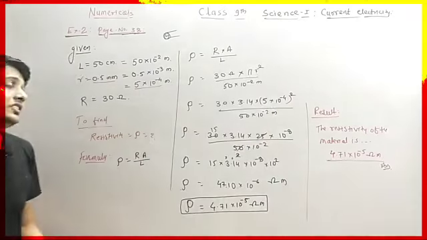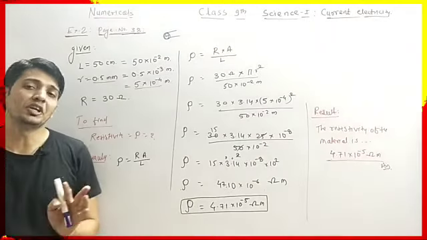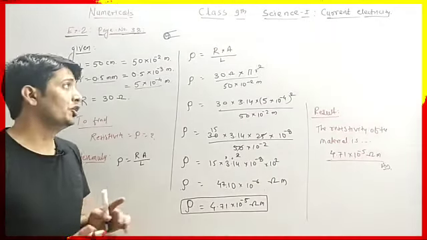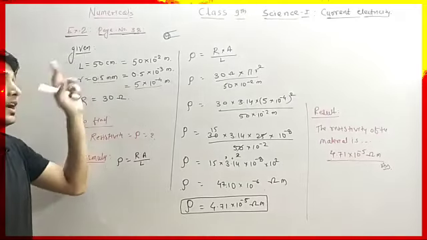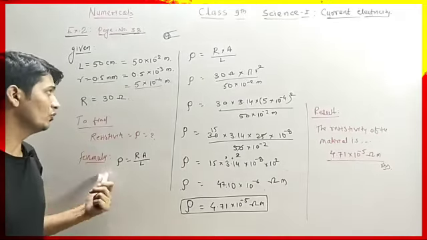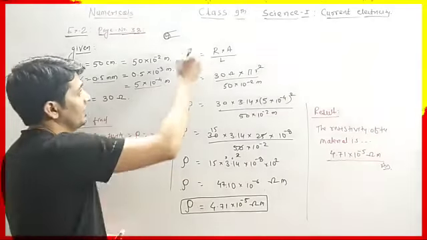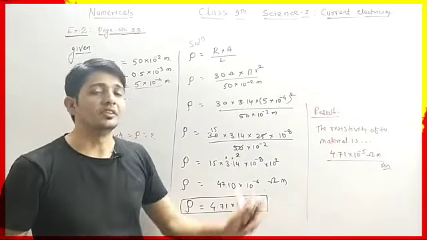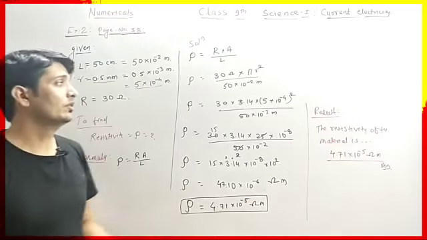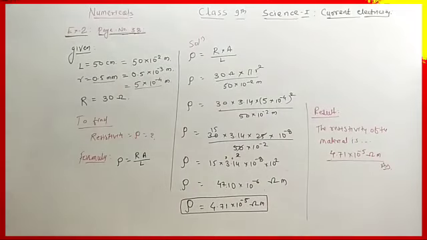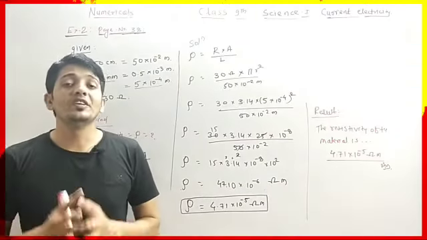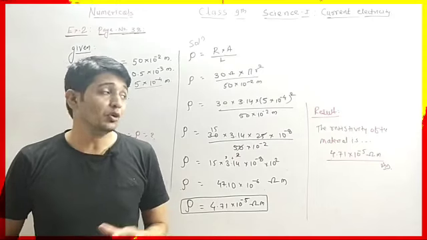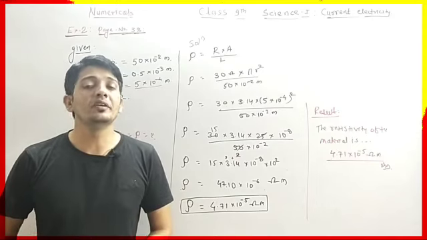This is the simplest way to solve numericals. You have to solve the numerical in this form. First you write given, then you write to find, then formula, then solution. It is the solution part. And last is the result. So write it down now. Students, in this way you have to solve the problems. For better understanding, you can repeat the video once again.